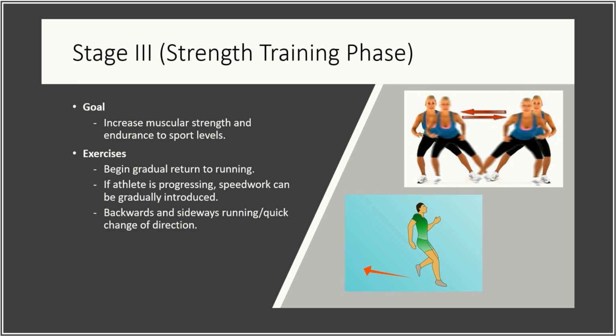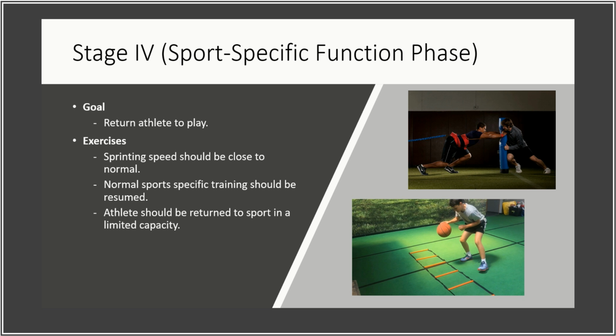Lastly, stage 4 is the sport-specific function phase. The goal of this is simple, just to return the athlete to play. The exercises should include sprinting, and it should be close to normal. Normal sports-specific training should be resumed, and athletes should be returned to sport in a limited capacity, meaning that the athlete should report to their chosen sport with limited time so that they can get back in the feel of the game, and so that they don't exert themselves too much.